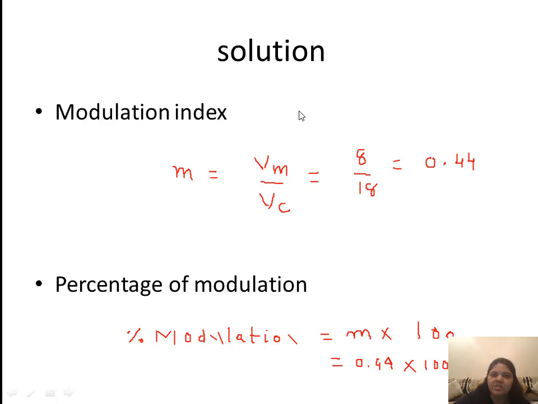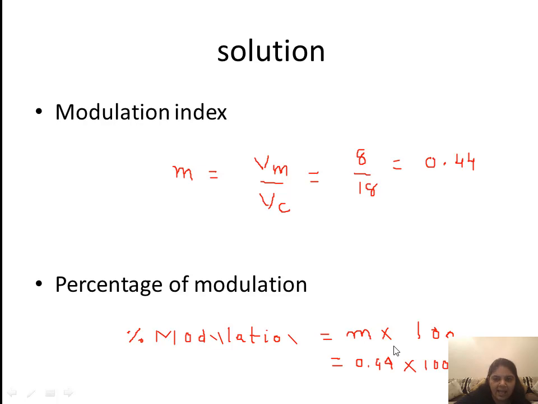Percentage of modulation, how can I find it? Percentage of m is equal to m multiplied by 100. So it is 0.44 multiplied by 100, equal to 44 percent.